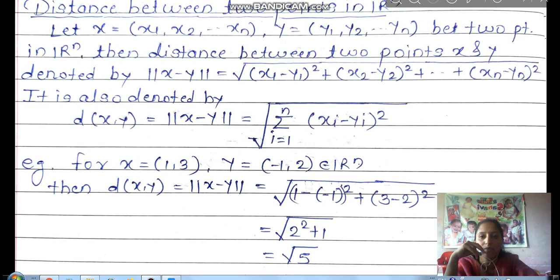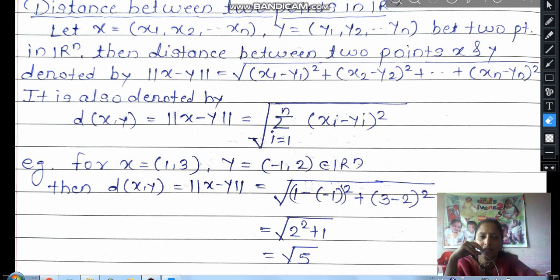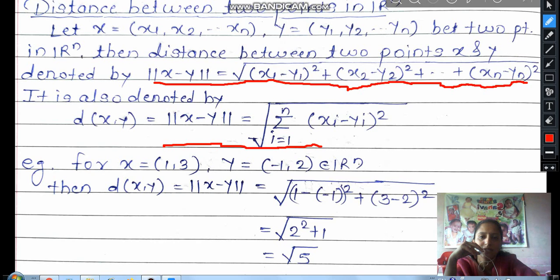It is equal to the norm of x minus y, and it can be written as the square root of the summation, i running from 1 to n, of (xi minus yi) squared. It is the same as the above; those are the definitions. The norm of x minus y is equal to the square root of (x1 minus y1) squared plus (x2 minus y2) squared and so on up to (xn minus yn) squared. Both are the same. Consider one example.